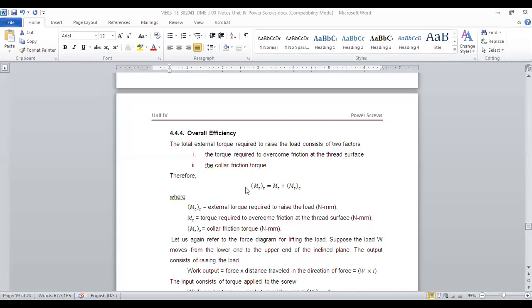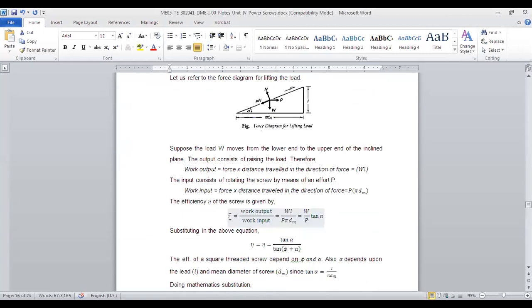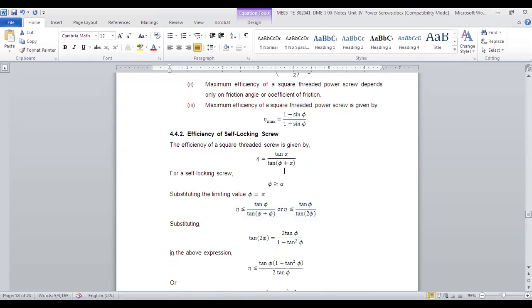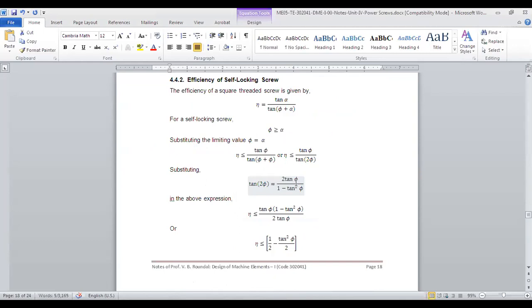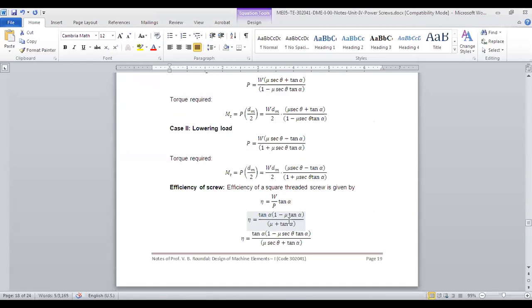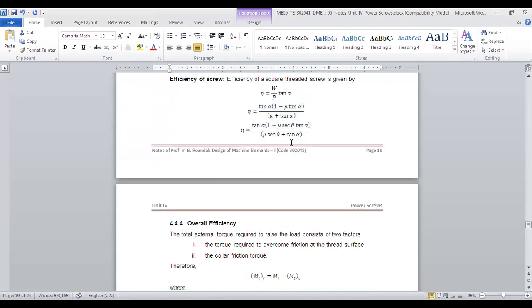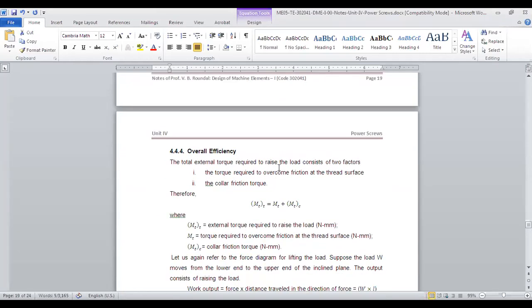Okay, so today we will go through overall efficiency of a screw. We have seen the efficiency in the last lecture. Efficiency is equal to WL upon P pi dm. For square threads, it is tan alpha upon tan (phi plus alpha), right? We have seen that also. And we have also seen that for a self-locking screw, the efficiency is always less than half, because it is half minus tan square phi by 2. We also saw the efficiency in case of trapezoidal thread is given by tan alpha into (1 minus mu sec theta tan alpha) upon (mu sec theta plus tan alpha). Okay. So this is for trapezoidal.